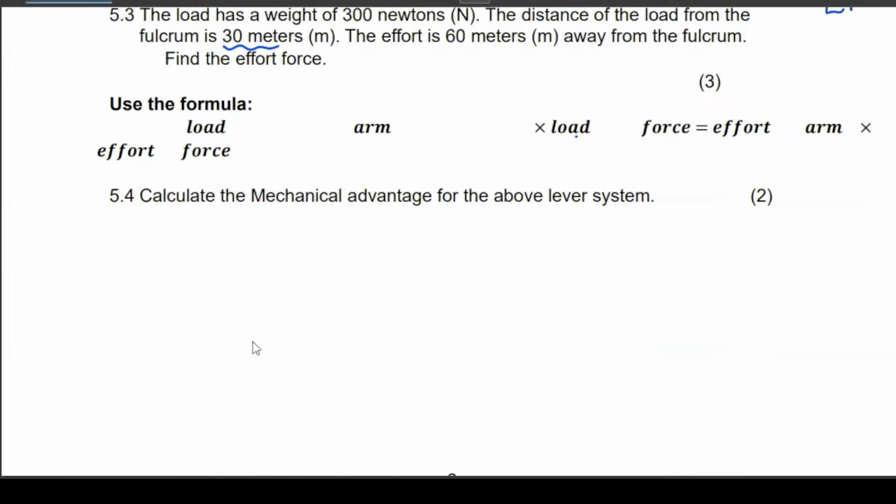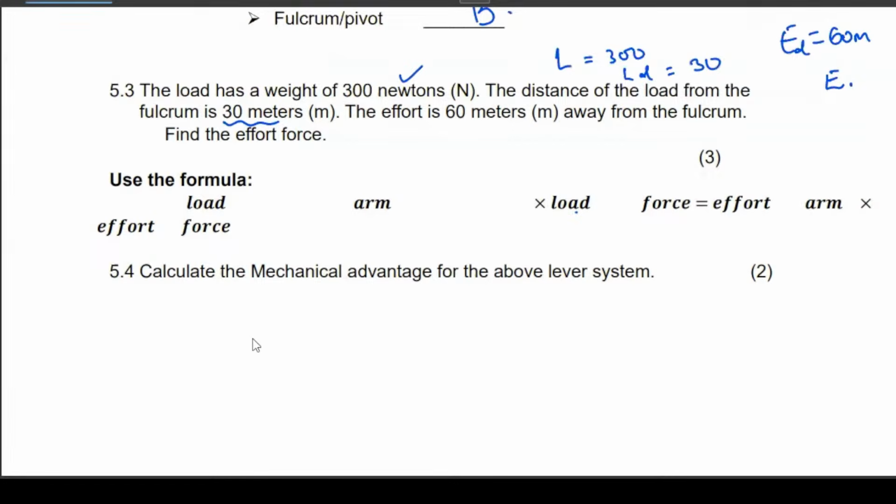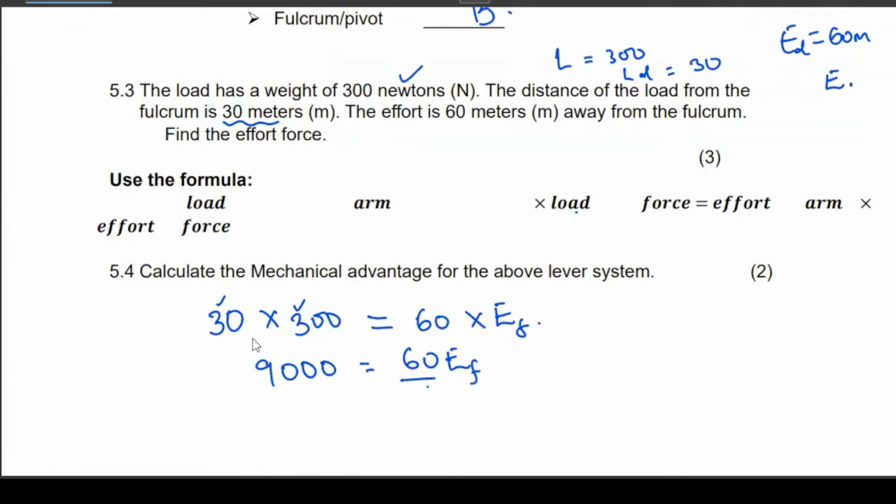All right, so they gave us a formula: the load arm times the load should be equivalent to the effort arm times the effort force. So substituting into the formula, the load arm is 30 multiplied by the load force, which is 300. It should be equivalent to the effort arm, which is 60, times the effort force. So we know that 30 times 300 is going to give us 9,000, which is equal to 60 EF. Then divide both sides by 60.